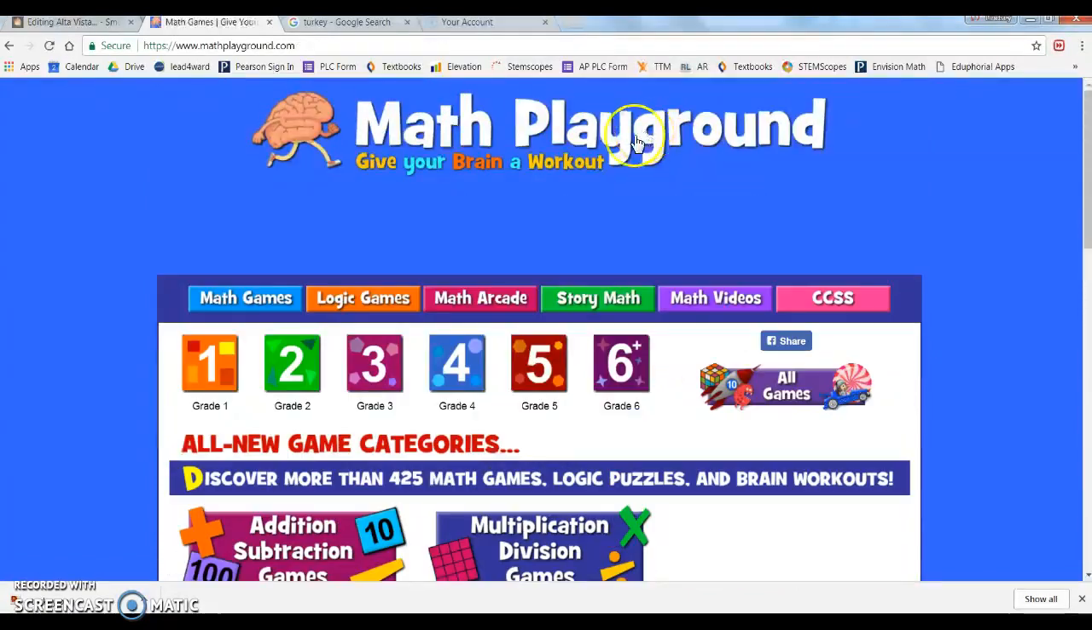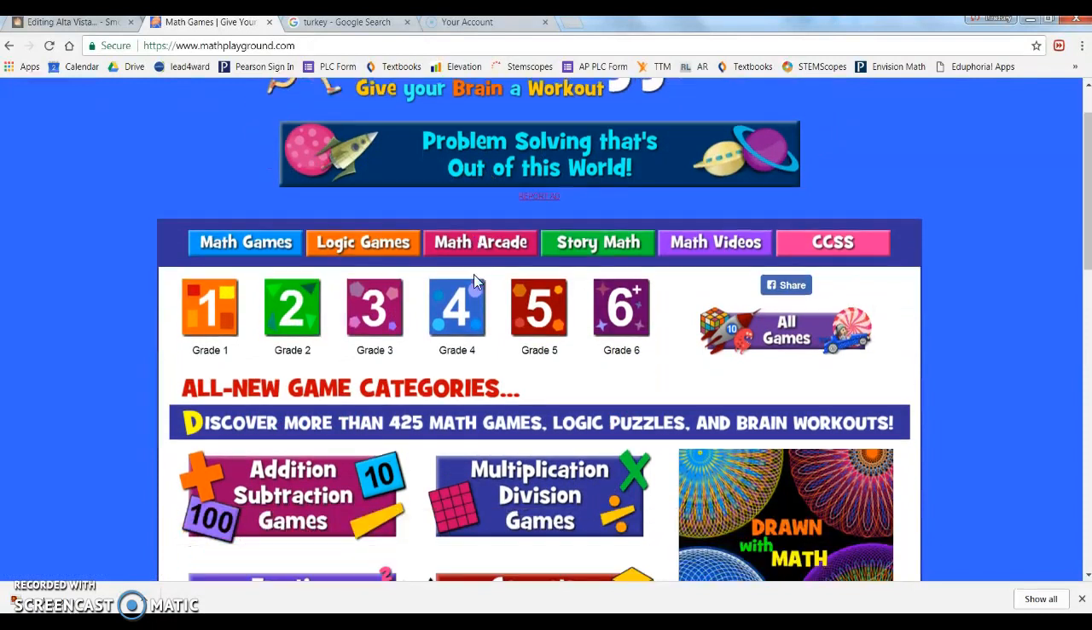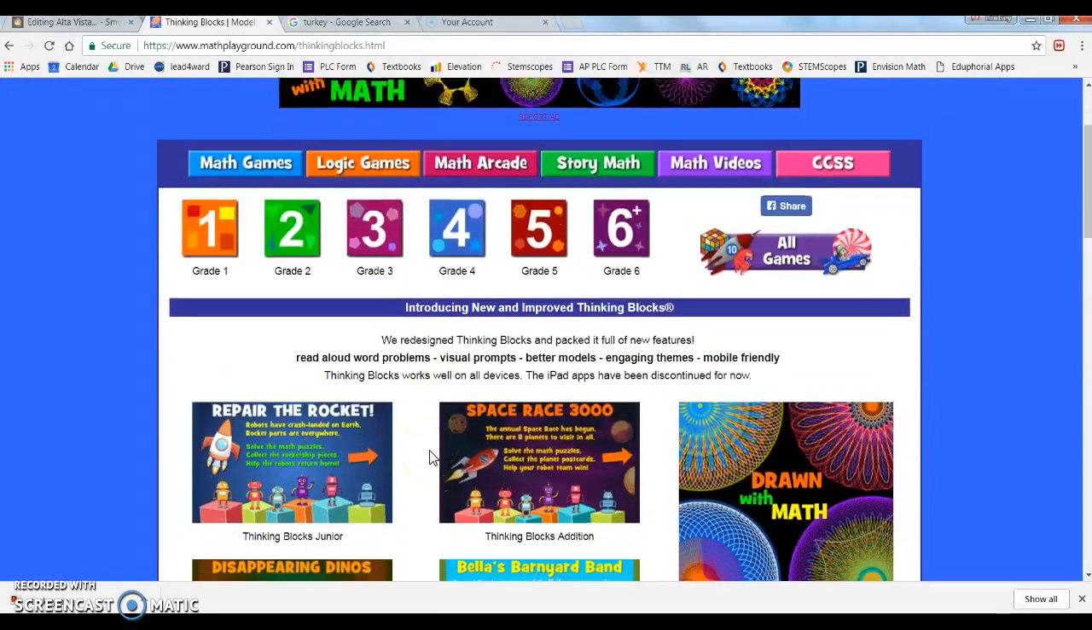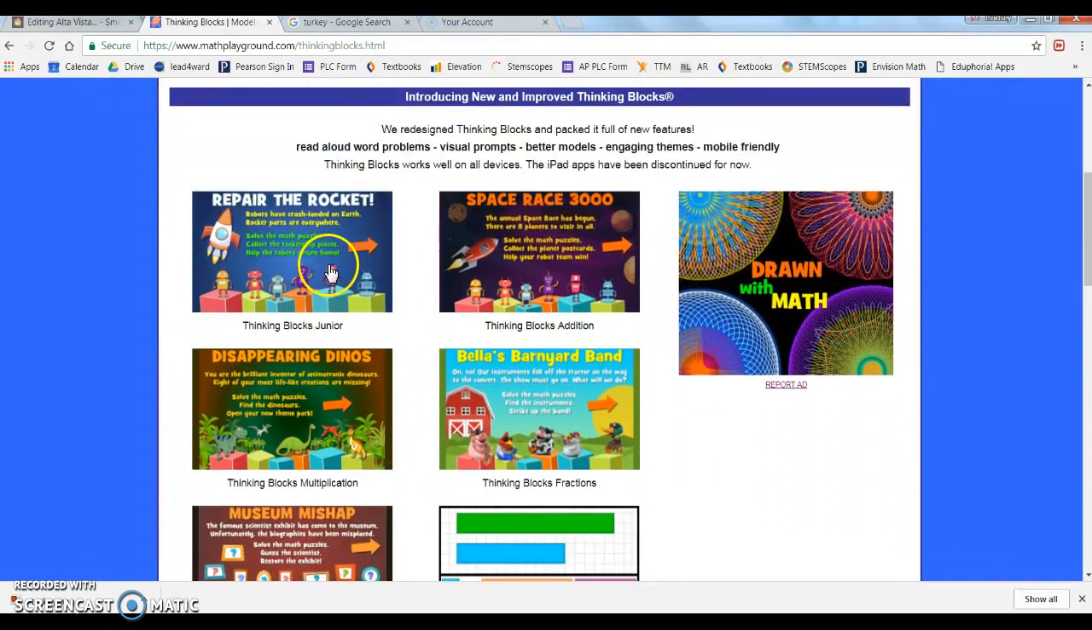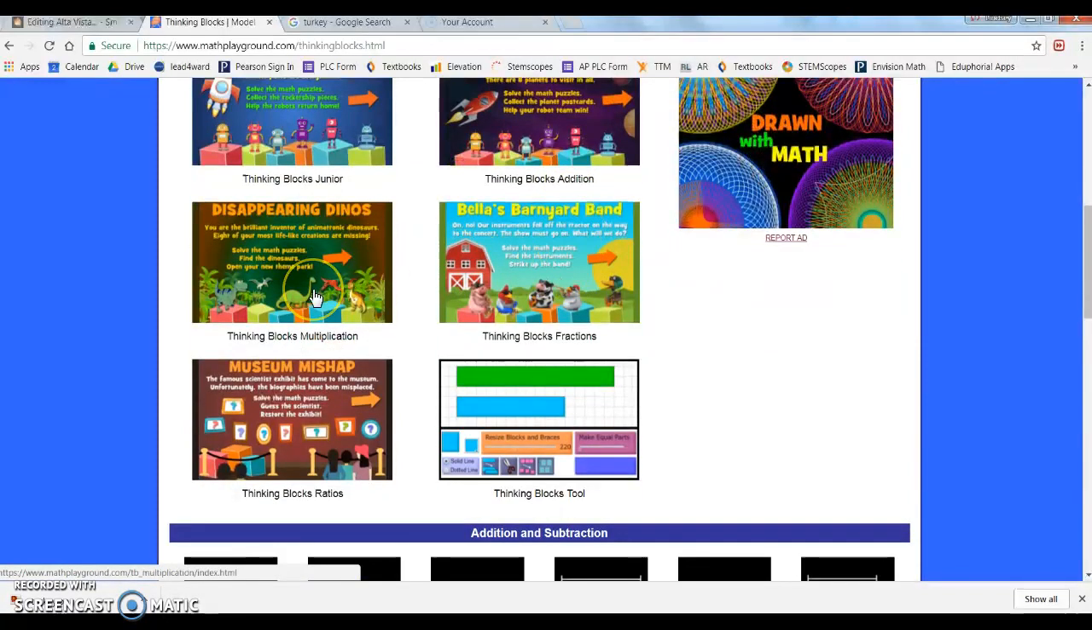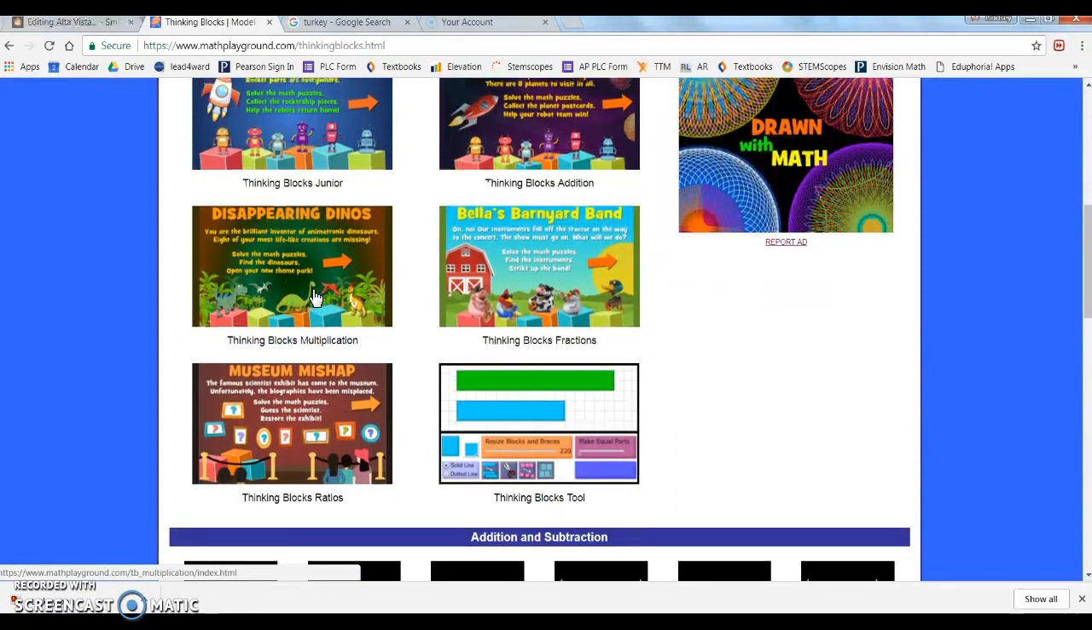Now, one thing that I think almost all students really struggle with are word problems. So Math Playground has a great resource to build students' capacity to solve word problems, and that's called Thinking Blocks. So you can click on Solve It, Thinking Blocks. And they have different categories. They've got junior for your smallest students. They've got addition, which is addition and subtraction. And they've got multiplication, which is multiplication and division.